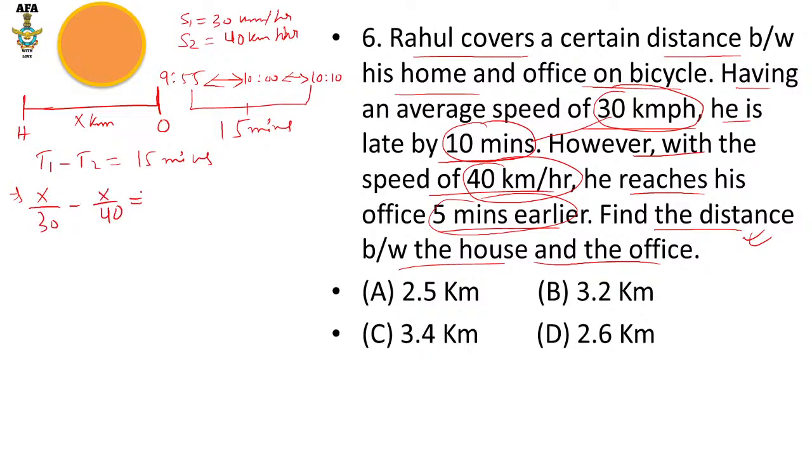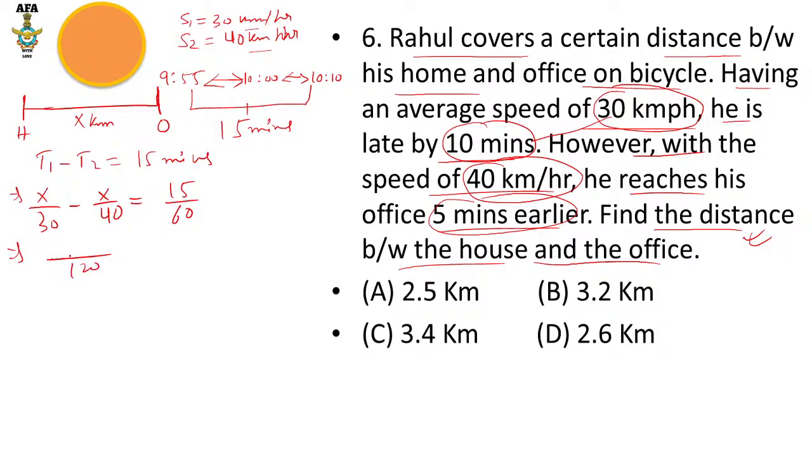This is the basic method I am telling you. After this method I will tell you the trick. So 15 minutes is the time difference, and I will convert it into hours as the speeds are in kilometer per hour. So I will do 15 by 60. Now I will take the LCM 120.